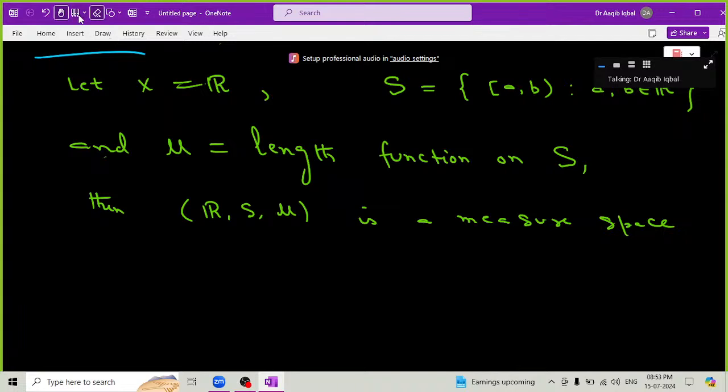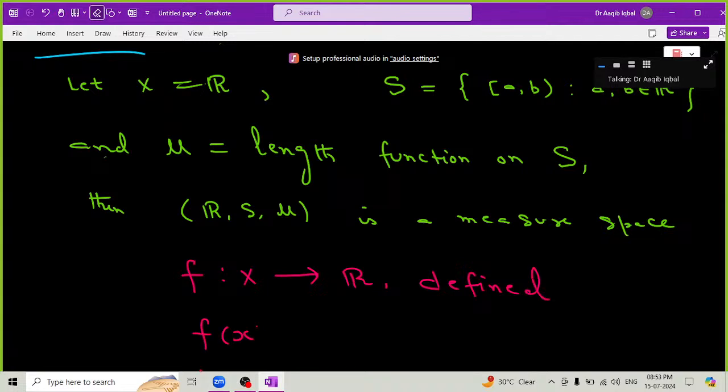Now you consider this function. You consider f from X to R defined by this rule: f(x) is defined as x square for all x in R. Now clearly this function is continuous. It's a continuous function. Now my question to you is, is this function an integrable function?